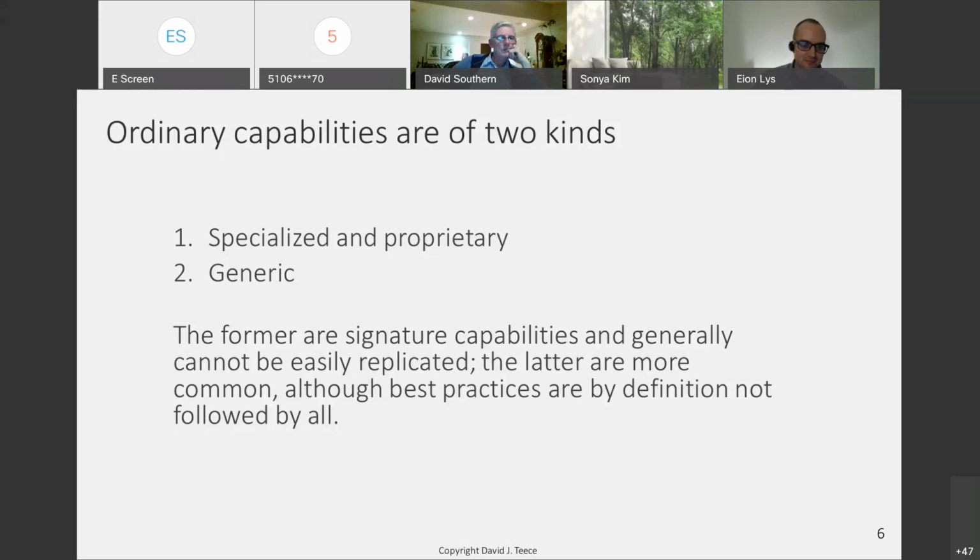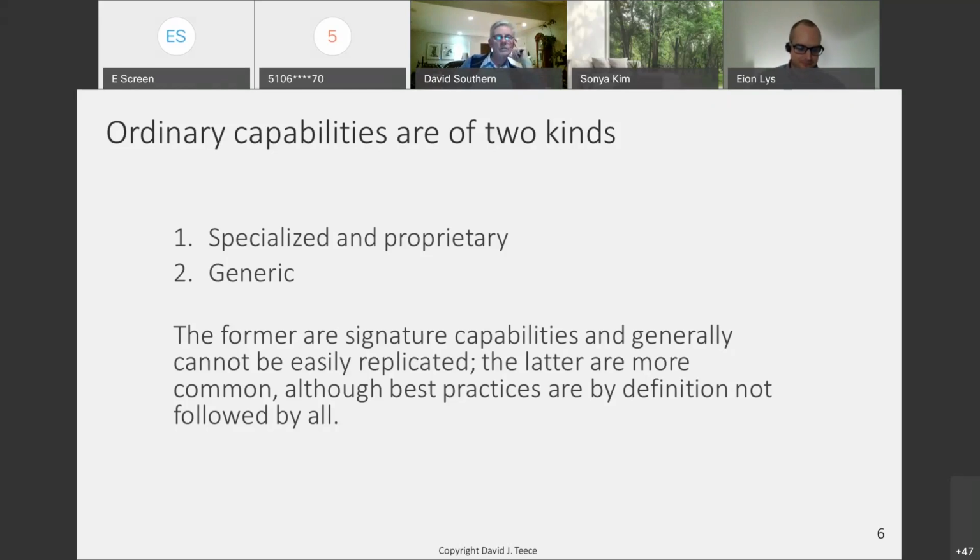And you're going to hear me almost poo-poo ordinary capabilities, but I don't mean to. I just mean to keep you focused on dynamic capabilities. But we always in the background have to remember that it's important to have ordinary capabilities too. These could be specialized and proprietary. The Toyota system of production is an ordinary capability in one sense, but it's sufficiently specialized. It took people a long time, including General Motors and others. It took them 15 to 20 years to figure out how to implement it.